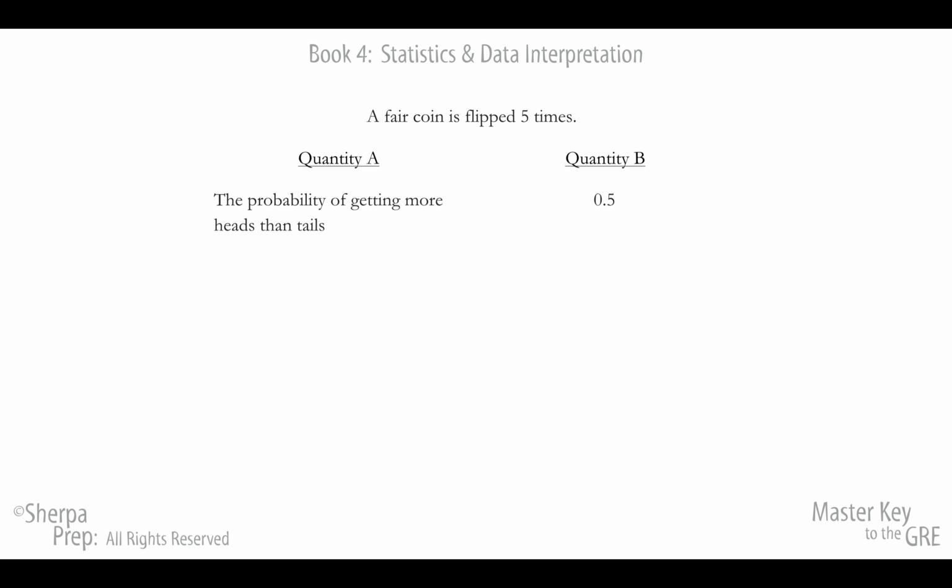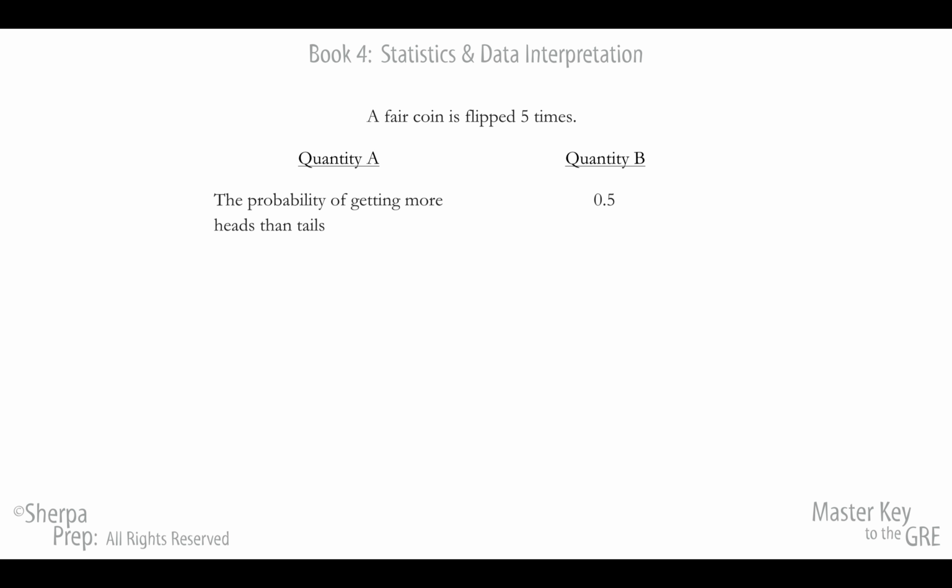A fair coin's flipped 5 times, and we want to know what's greater, the probability of getting more heads than tails, or 0.5. There are 2 ways we can solve this. I want to show both of them to you. Even though one of these ways is super fast and the other is super slow, I think there's value in learning both ideas. Let's start with the slow way.